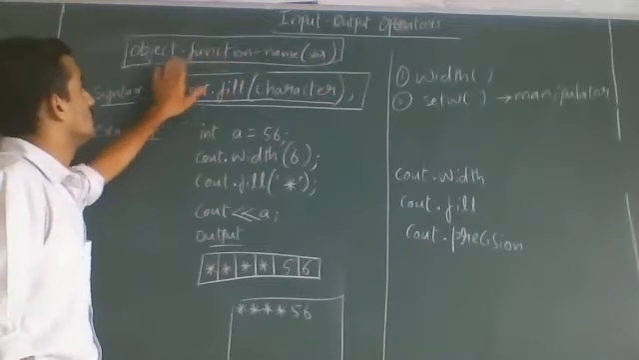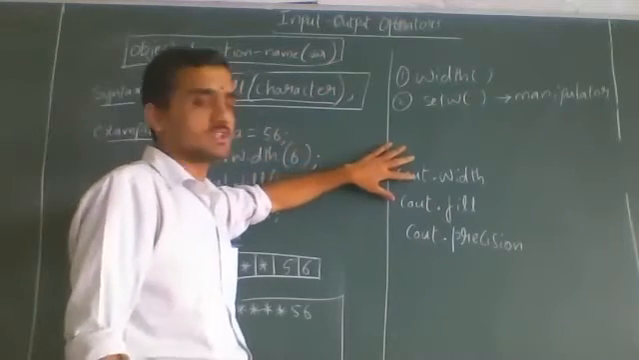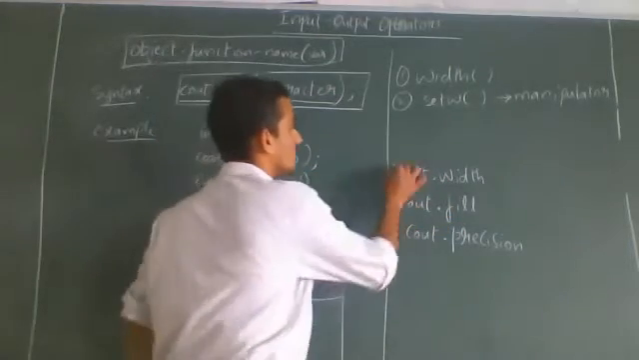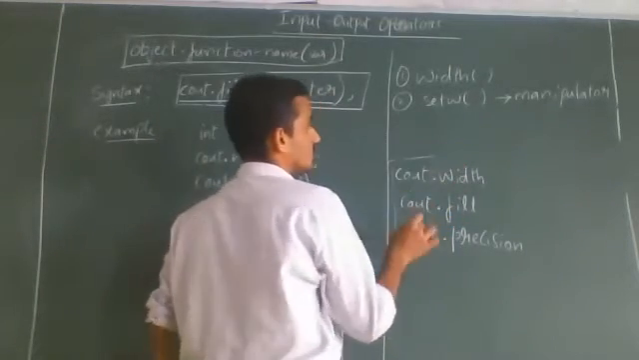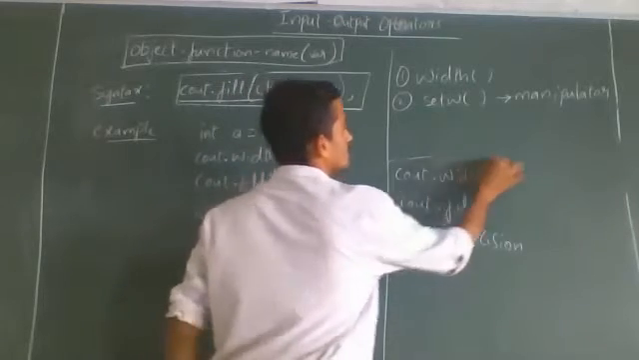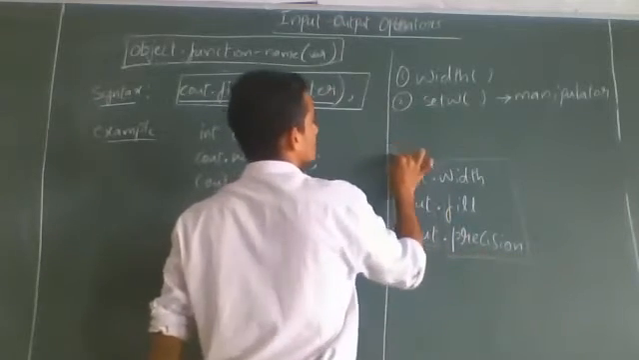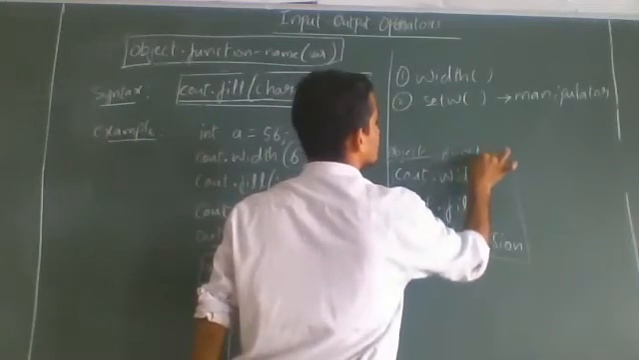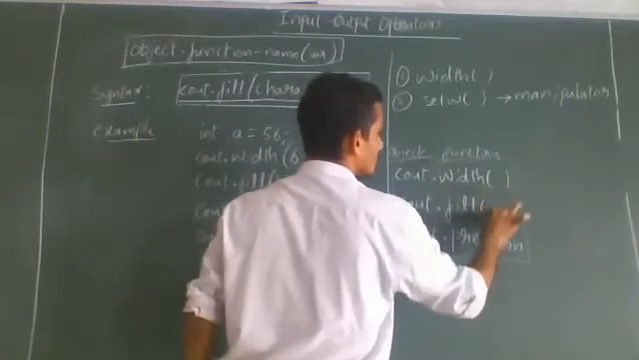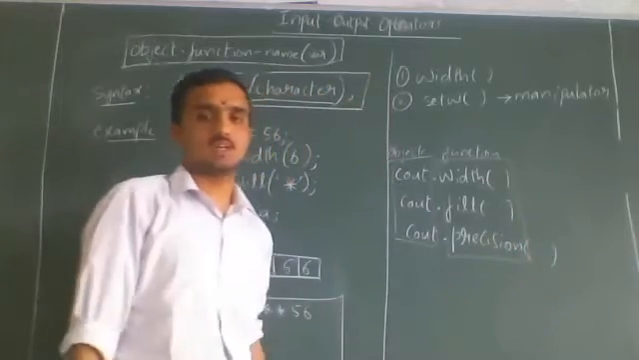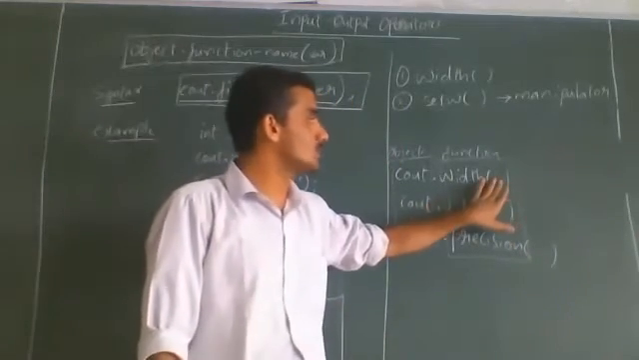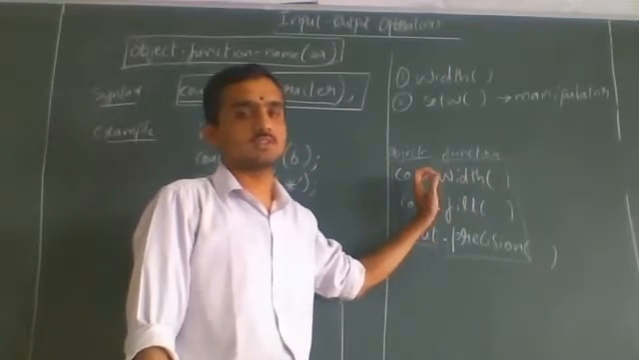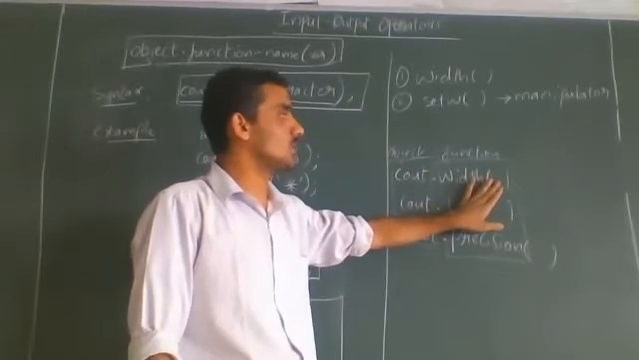Object dot function name. Here the object means cout. The cout object is common here: cout dot width, cout dot fill, cout dot precision. Cout is the object, and width, fill, and precision are the functions. Inside these, we have to give some value depending on the functionality. For the width function, we have to give some integer value. It indicates the number of columns on the output screen.